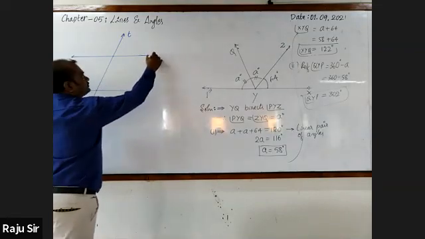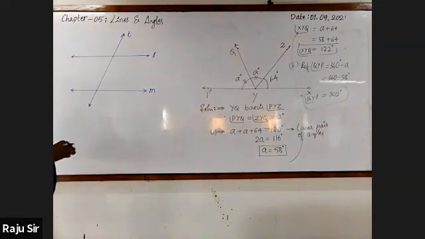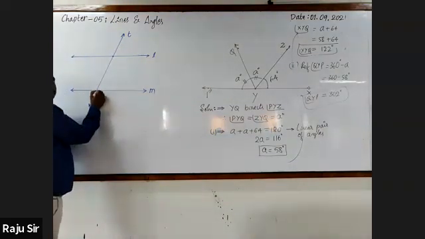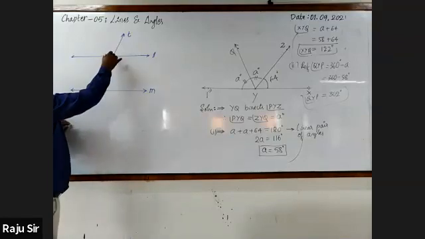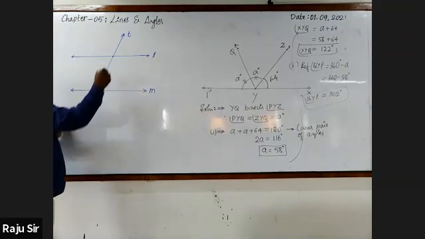I take the parallel lines as L and M. And the transversal has intersected these lines at two distinct points. At each point, how many angles are formed? Four.